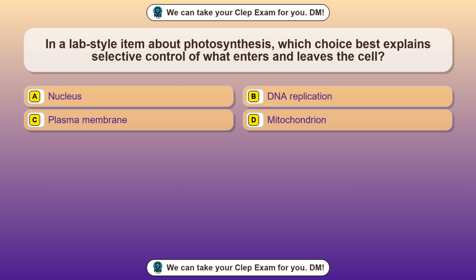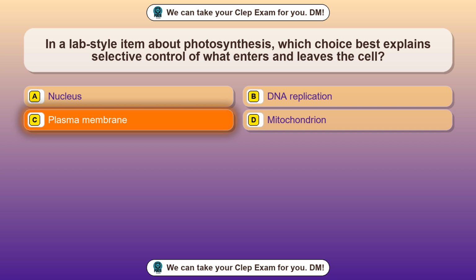Question 39. In a lab-style item about photosynthesis, which choice best explains selective control of what enters and leaves the cell? Option A, nucleus. Option B, DNA replication. Option C, plasma membrane. Option D, mitochondrion. The correct answer is option C, plasma membrane.